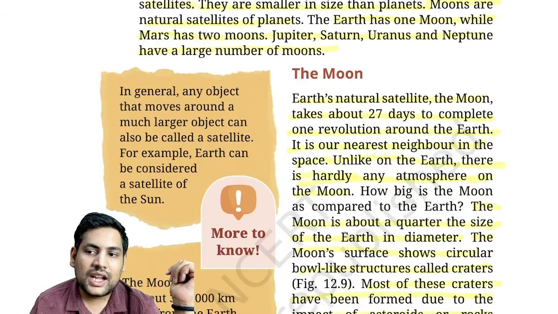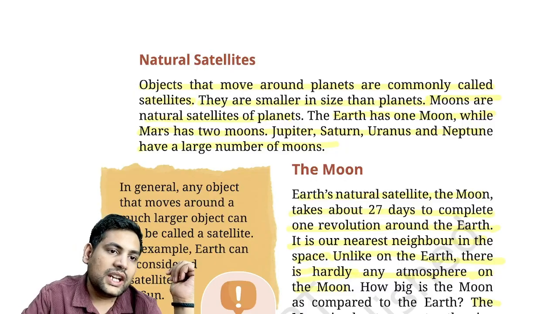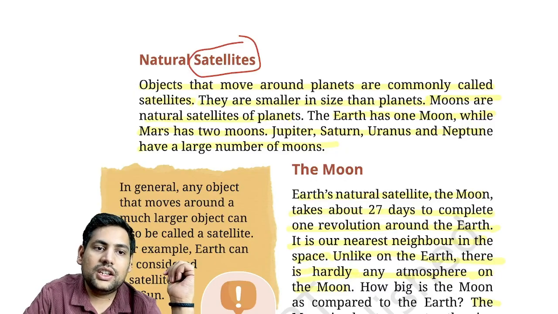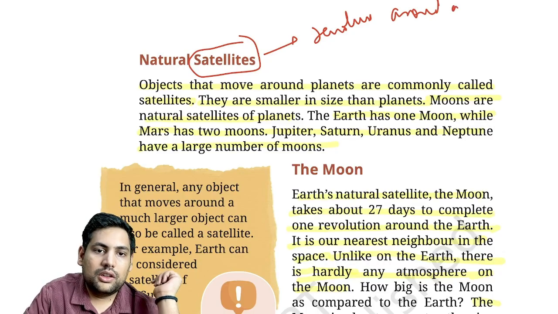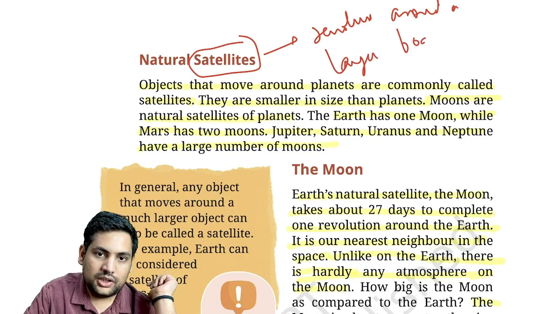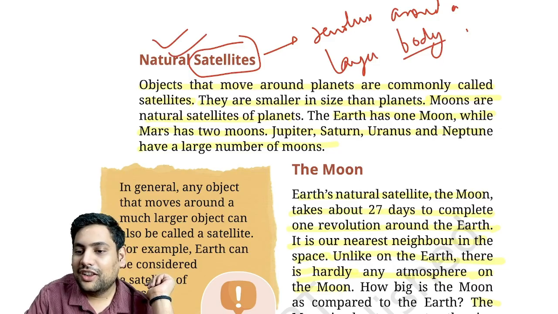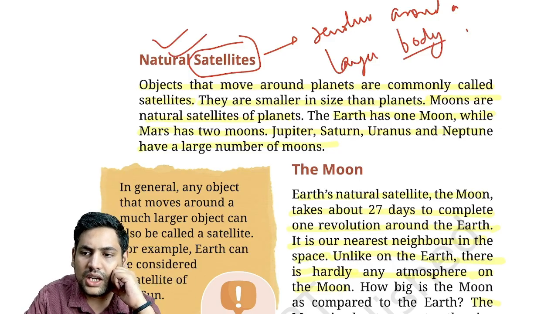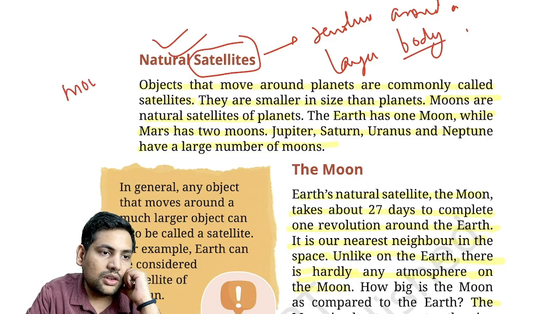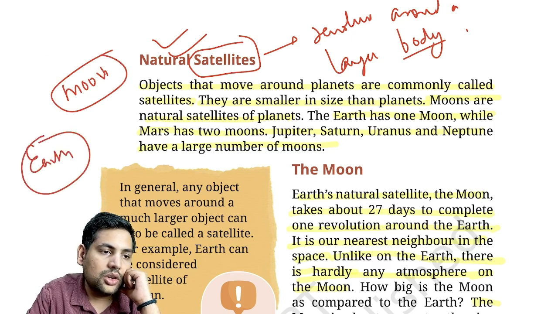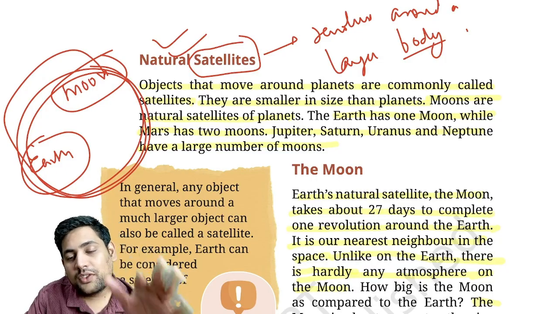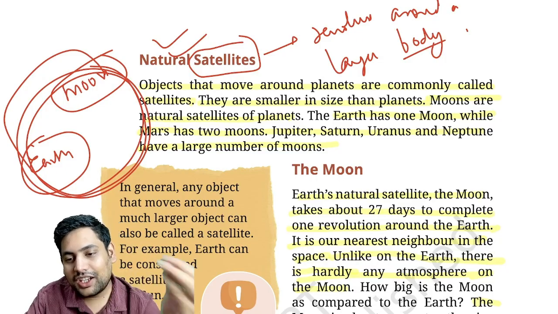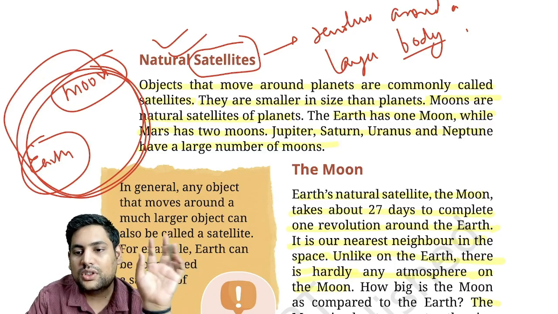Then it talks about natural satellites. Satellites are anything that revolves around a larger body. Natural satellites are those which are naturally revolving around a larger body. For example, for Earth, this is the Moon. So if this is Earth, then the Moon goes round and round around Earth. Now, we have also started calling all the natural satellites of a planet moons.